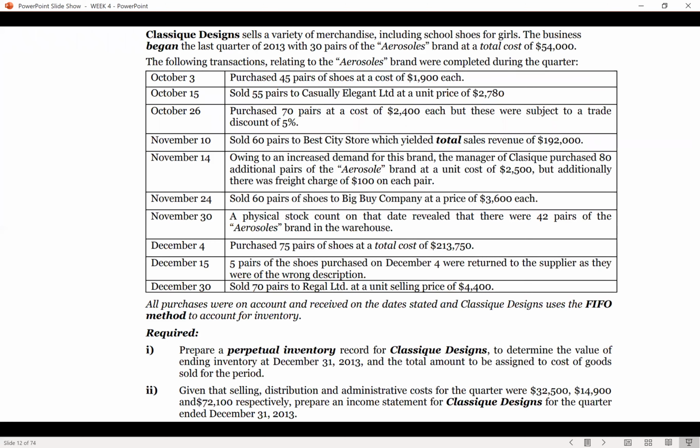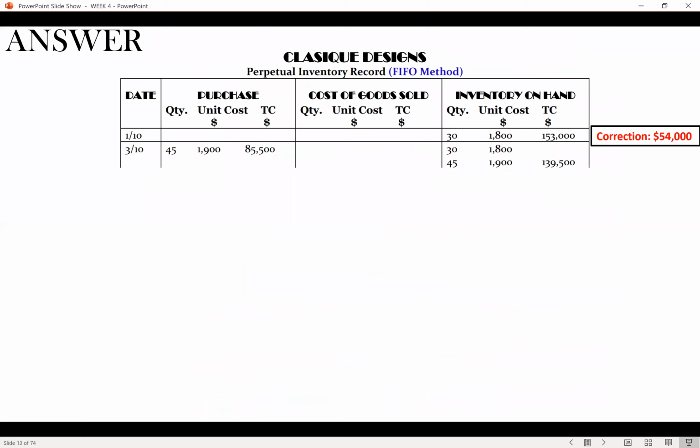Moving on. So on October 15th, we sold 55 pairs to Casually Elegant Limited at a unit price of $2,780. So what did we say before? This unit price, this is what? Our selling price. So yes, we know for sales, it goes to our cost of goods sold. But the unit price that we would have been given in the question is not important to a perpetual inventory record system. What is important?